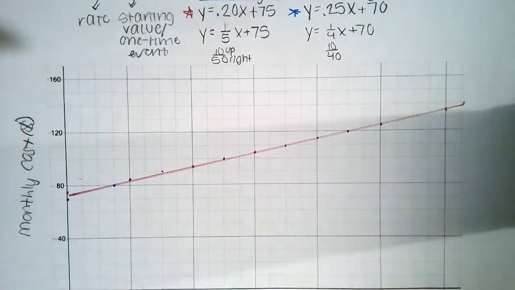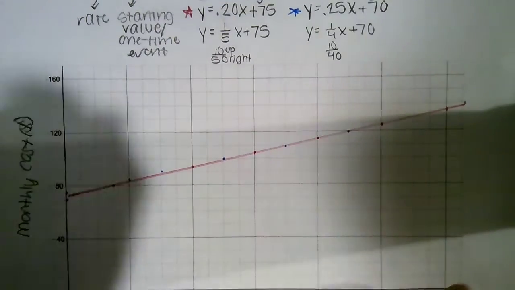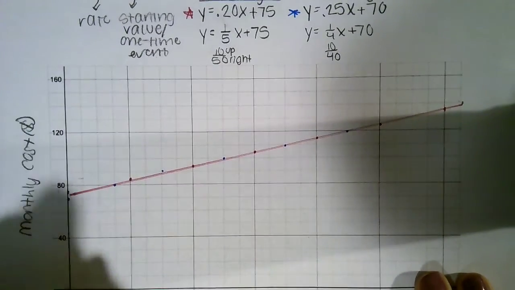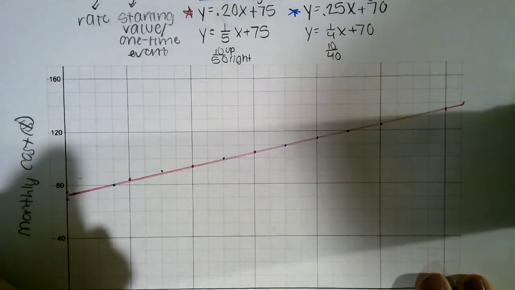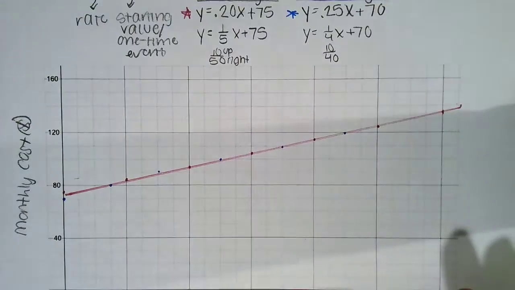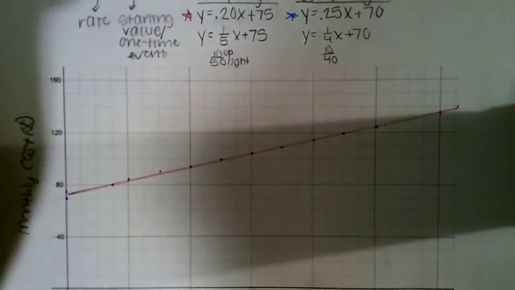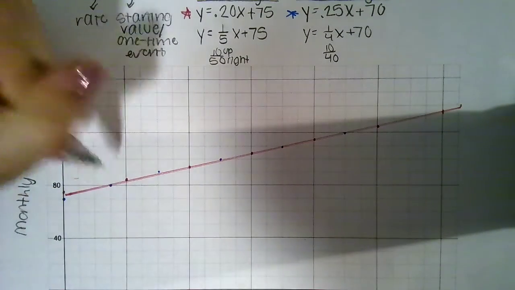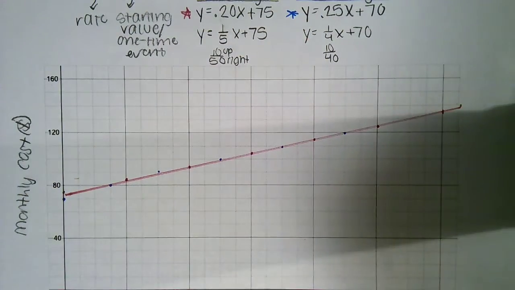Oh, you know what? I just realized I messed up. This is going by 25, this is 12.5. This isn't going by tens. That's right, I'm going to pay attention to the intervals. Okay, so let's just ignore those blue values.